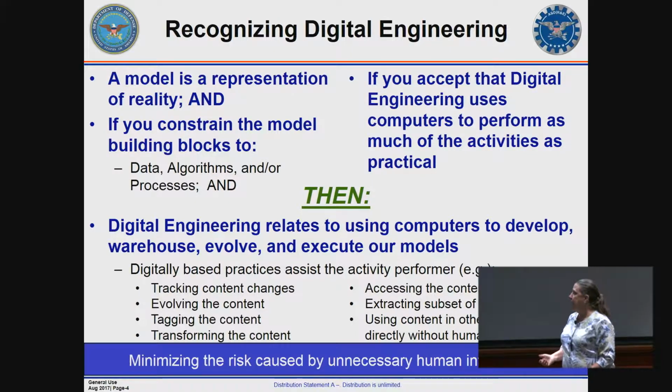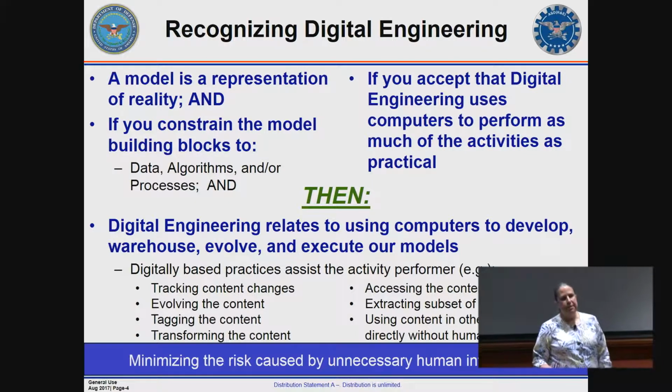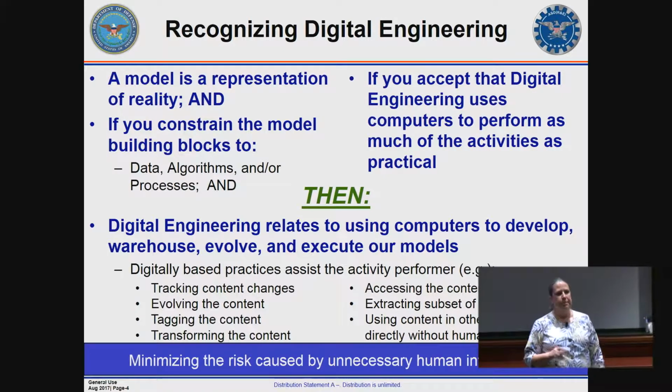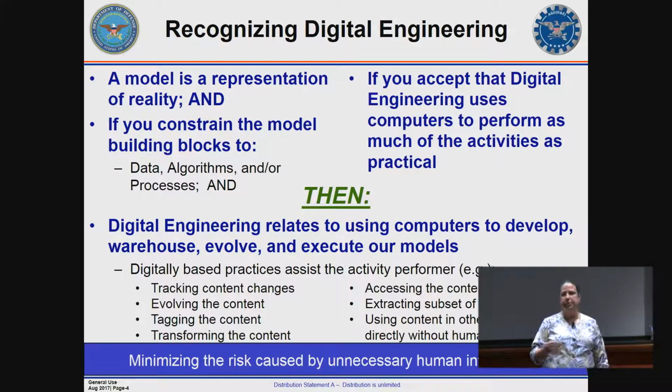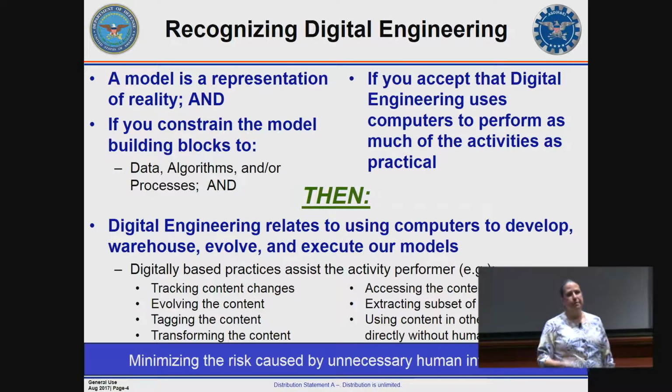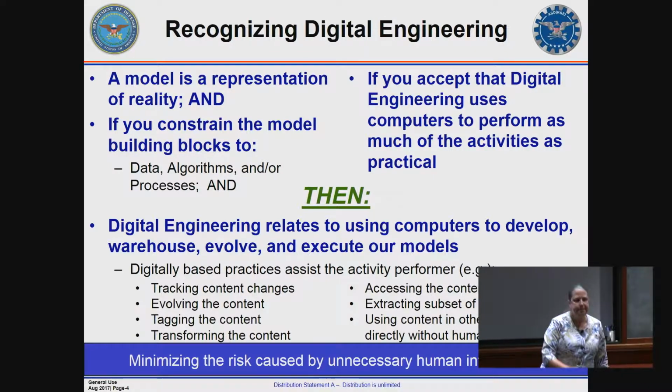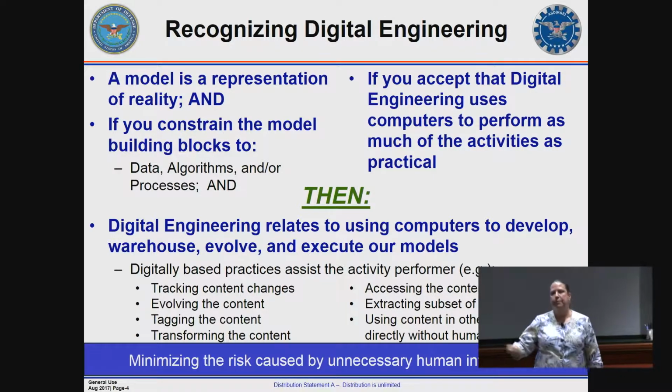So let's do the math. If a model is a representation of reality, and if you constrain the model to be those things which are computational or used in a computation, and if you accept that digital engineering uses computers to actually help us do our job, then digital engineering is nothing more than relating computers to help us do our engineering job with models. That's all it is, right?